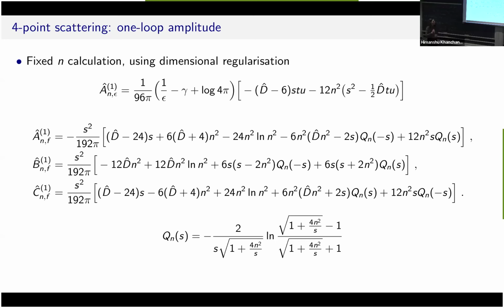So this was at tree level. You can still do calculations at 1 loop. This would be the calculation where you have 4 massless bosons as external legs, but in the loop there are the massless bosons, but also the whole tower of massive fields that contribute. These are the coefficients A, B, and C in this case. There are some complicated functions of the Mandelstam variable S that appear.